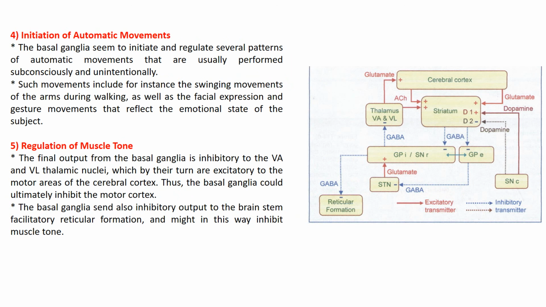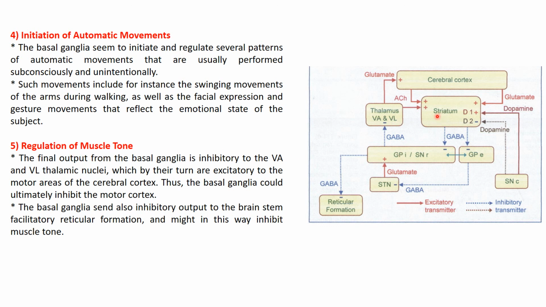The next function of the basal ganglia is the initiation of automatic movements or subconscious movements like swinging of the arms during walking or the facial expression that appears during speaking. All these patterns of movement are thought to be produced by the basal ganglia, as we find in certain lesions like Parkinson's or in Parkinsonism, there is loss of the facial expression and the patient has something called mask face. The last function of the basal ganglia is the regulation of the muscle tone.